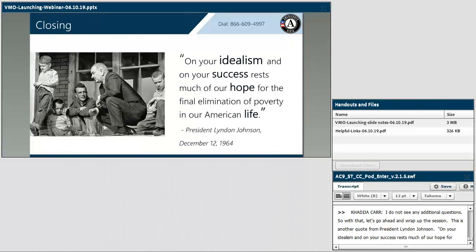On your idealism and on your success rests much of our hope for the final elimination of poverty in our American life.